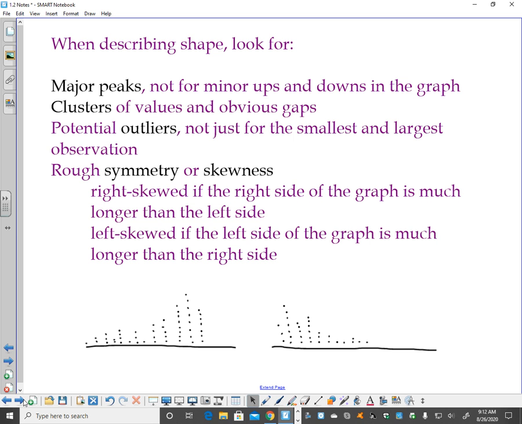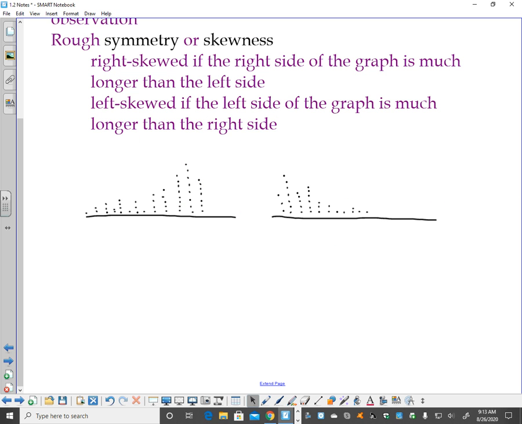Okay, so now we're going to talk about shape a little bit. When you describe shape, I want you to address whether it is symmetric. And when you say symmetric, that sounds like a very powerful word, but you can be roughly symmetrical. And then if you're not roughly symmetrical, odds are you are skewed, either right or left. Right skewed is if the right side of the graph is much longer than the left. So the example on the right is right skewed. The left skewed is if the left side of the graph is much longer than the right.